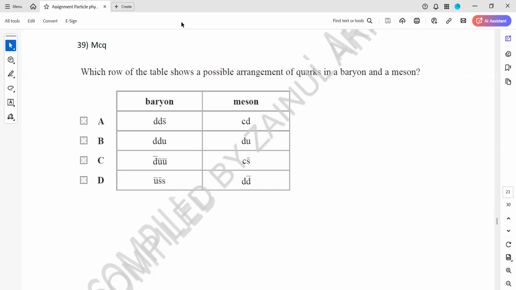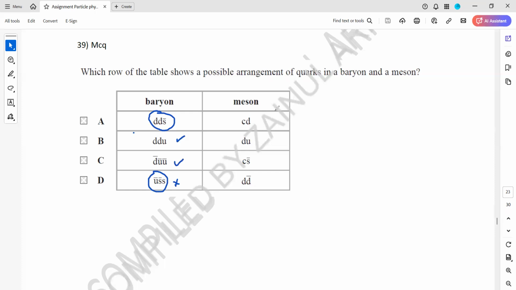Which row of the table shows a possible arrangement of quarks in a baryon and a meson? A baryon is a combination of three quarks, but all of them should be quarks or all of them should be anti-quarks. So this cannot be an answer, because one of them is an anti-quark. This is also not an answer, because one of them is a quark. So either this can be the answer, or B or C.